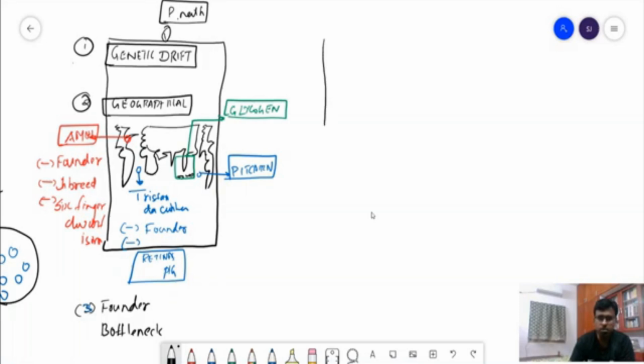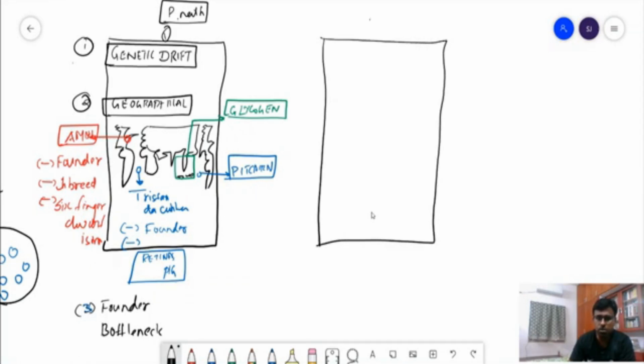Second page. So now comes the second page. So here what you have to write. So fourth point. So 3 points here. Now you have to write conditions necessary. So what are the conditions necessary for genetic drift? So the first condition I said is small population.